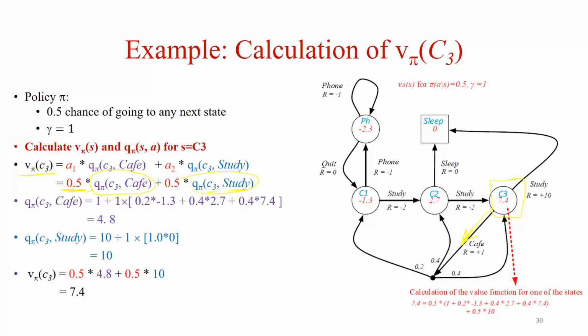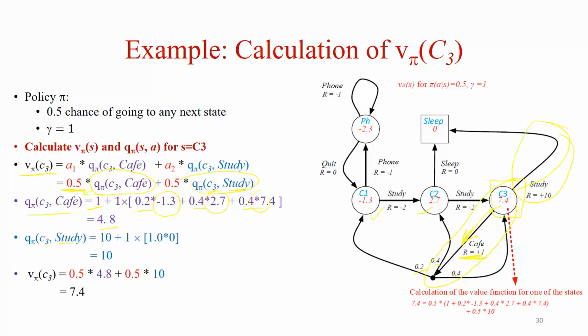Now let's take a look here and see what I can do with this. When I'm leaving state C3 and going to the cafe, what happens? Well, I have the reward, which is 1, times the discount factor, which is 1. Then you can see that I can go to either one of these three states, 1, 2, 3, by this probability, and for every probability I multiply the state value. That comes to 4.8.